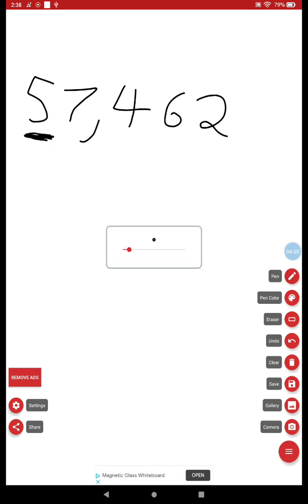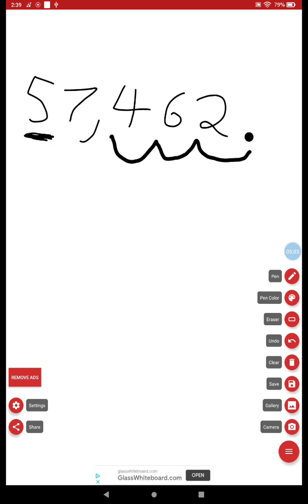Because, let's say I've got my decimal point right here. I count how many places over I go from the decimal point. I go over 1, 2, 3, 4, 5, which tells me it is the 10,000th place.